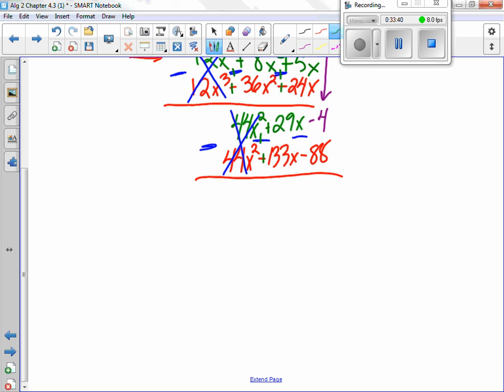Going the wrong way. 9 plus 3 is going to be 2, carry the 1. It should be 162x, not 164, because that would have been 31. Now here, a negative and negative would make a positive. But negative 4 plus 88 will be plus 84.